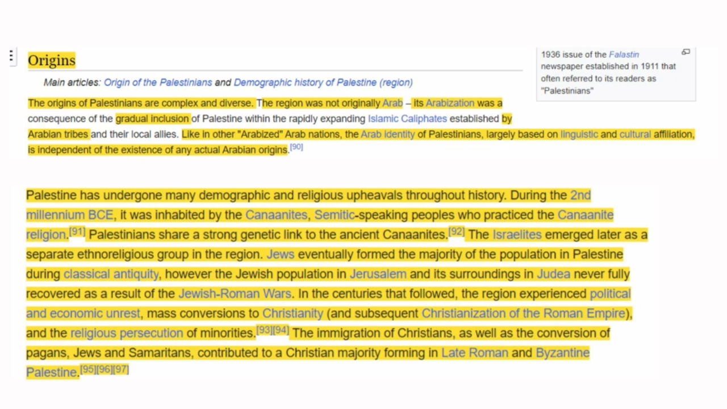Like in other Arabized nations, the Arab identity of Palestinians is largely based on linguistic and cultural affiliation and is independent of the existence of any actual Arabian origins. Not every man, woman, and child in Palestine can trace their lineage back to Arab tribes. Palestinians also include people who are only Arabs by culture and language.